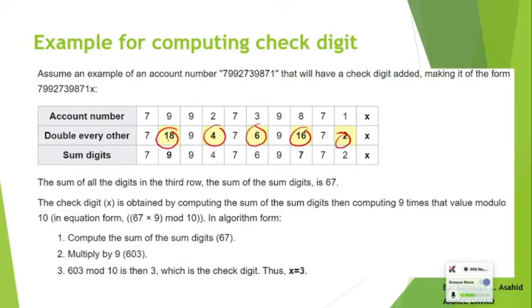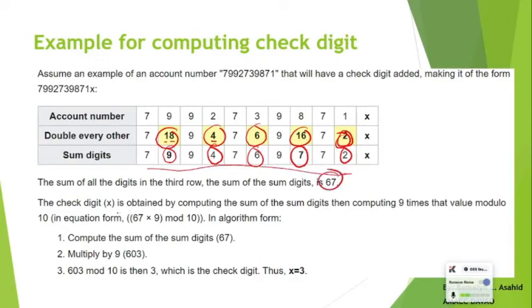By adding the first and second digit. Ito, 1 plus 8 is 9. Ito, wala siyang second digit, so automatic 4. Ito din, 6. Ito, 1 plus 6 is 7. Ito, wala siyang second digit, so 2 automatic. Then, we add this, that is 67.